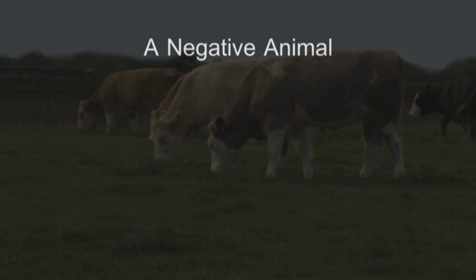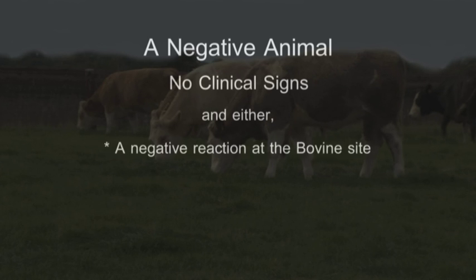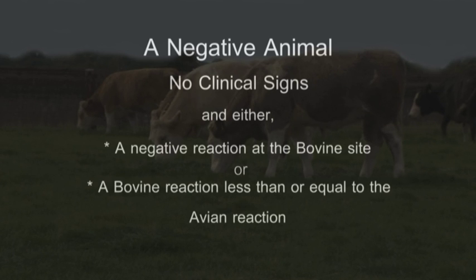A negative animal is one in which there are no clinical signs, and either a negative reaction at the bovine injection site, or a reaction at the bovine injection site which is less than or equal to the reaction at the avian injection site.